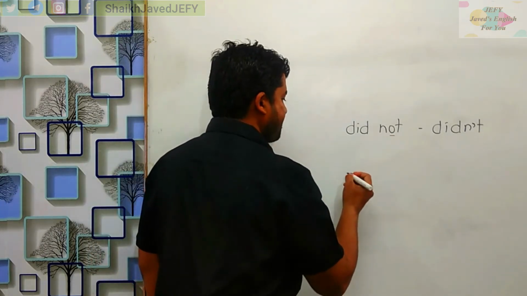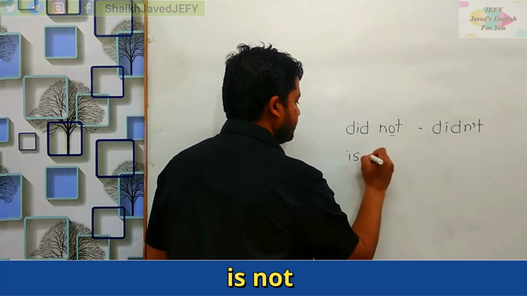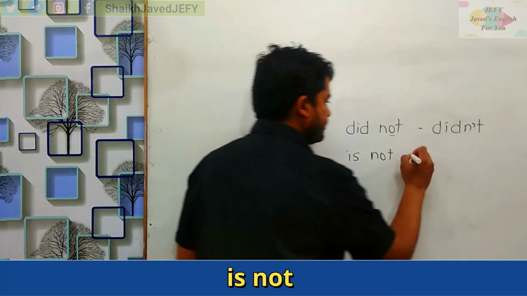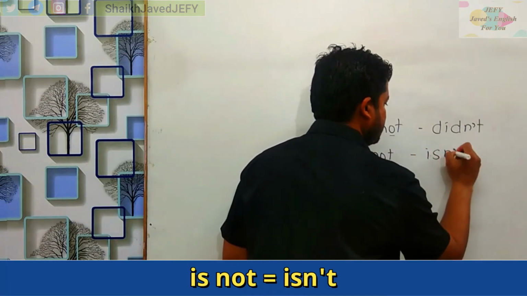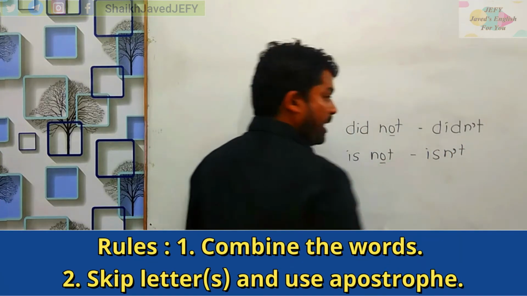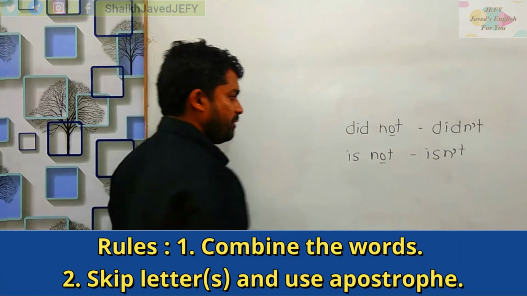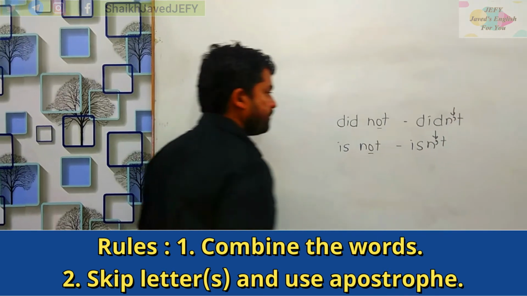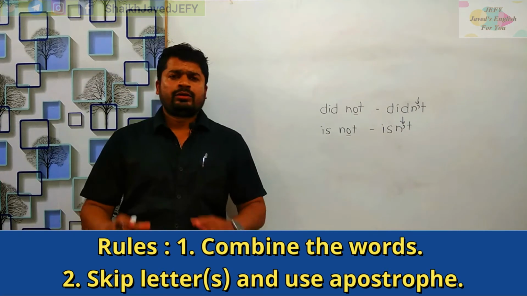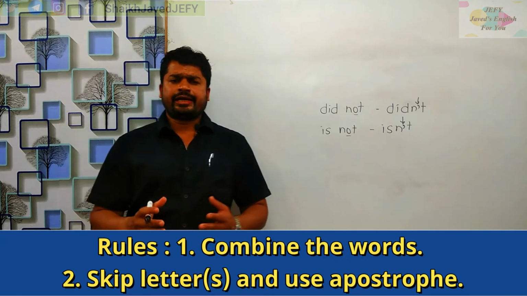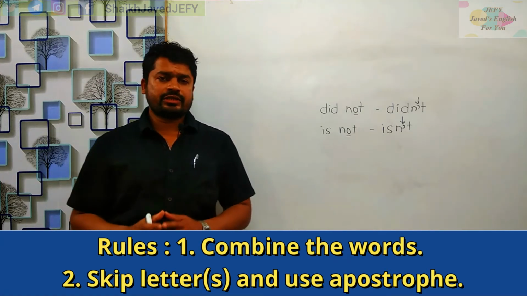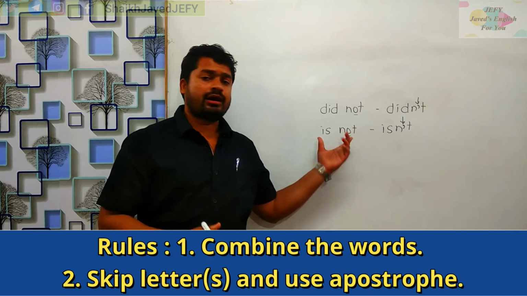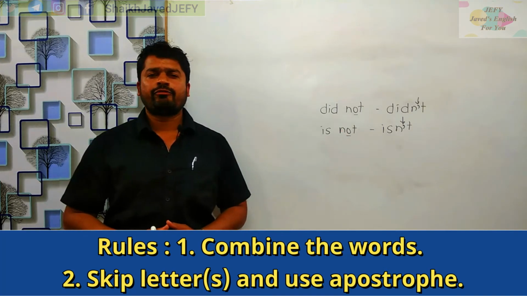In order to make a contraction, what you need to do is to skip letters. Another example is "is not." It's "isn't." This O has been removed and you have used an apostrophe in this way. Whenever there is any contraction, most of the times some letters are missing, some letters have been skipped.